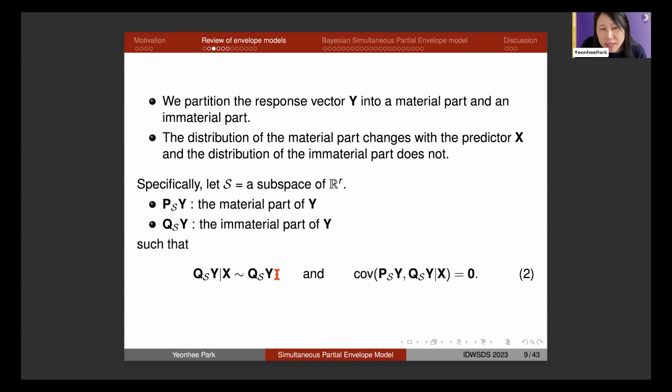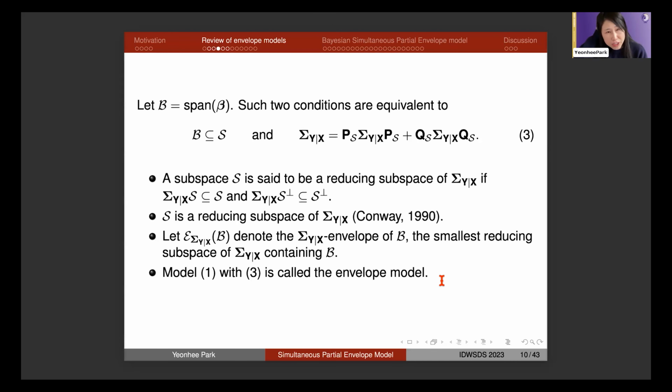The first condition says that the distribution of the immaterial part Q_S Y does not depend on the predictors X. And the second condition says that given predictors, the material part P_S Y and immaterial part Q_S Y are not correlated. The two conditions can be rewritten in terms of the parameters beta and sigma Y given X. Here, let big B be the space spanned by the regression coefficient beta. Then the first condition says the space spanned by beta belongs to the subspace S.